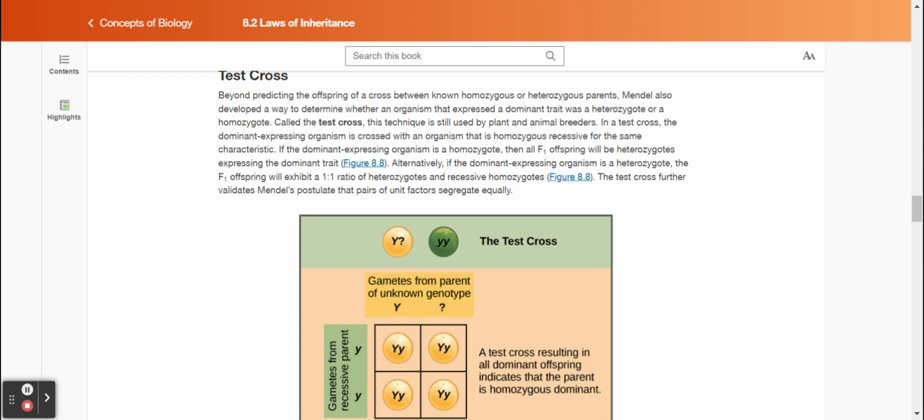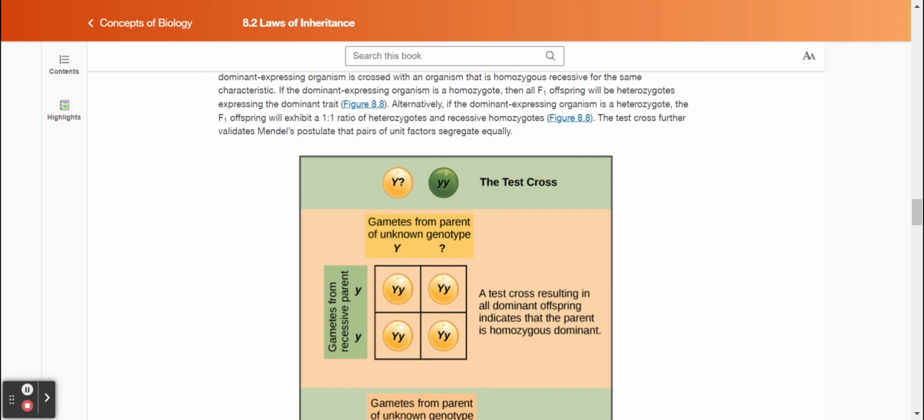In a test cross, the dominant expressing organism is crossed with an organism that is homozygous recessive for the same characteristic. If the dominant expressing organism is a homozygote, then all F1 offspring will be heterozygotes expressing the dominant trait. Alternatively, if the dominant expressing organism is a heterozygote, the F1 offspring will exhibit a 1-to-1 ratio of heterozygotes and recessive homozygotes. The test cross further validates Mendel's postulate that pairs of unit factors segregate equally.